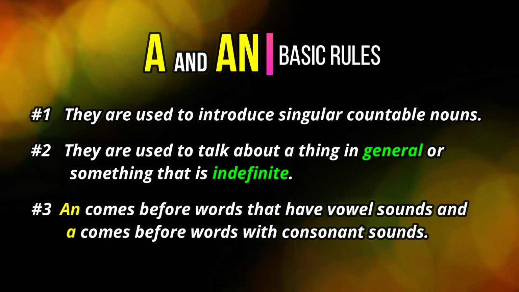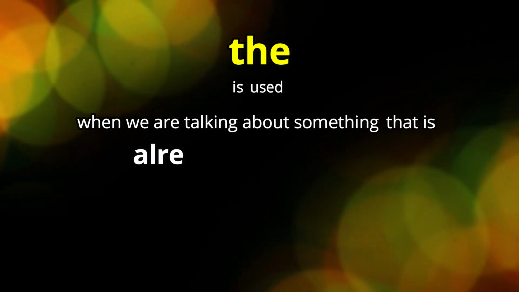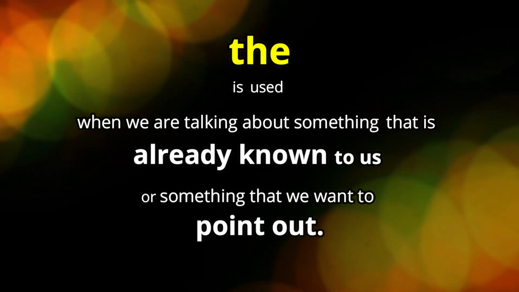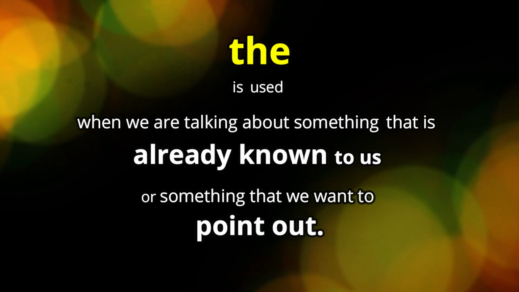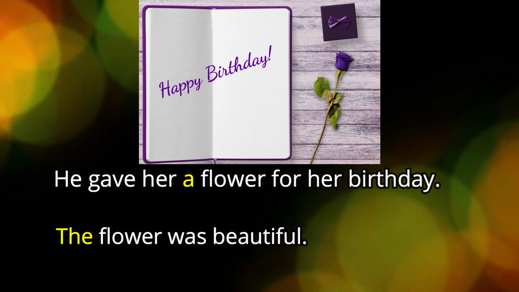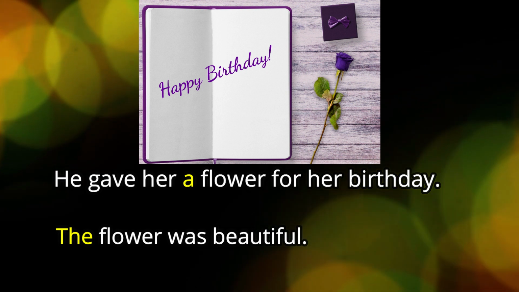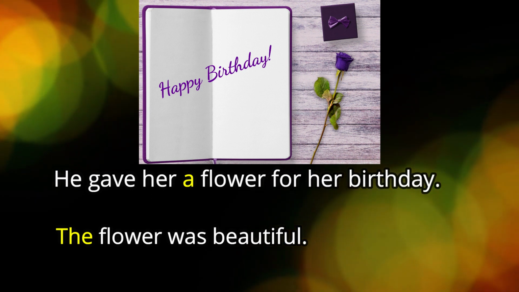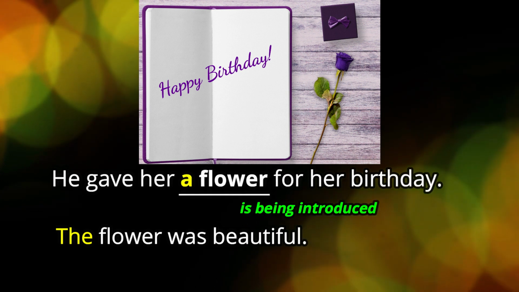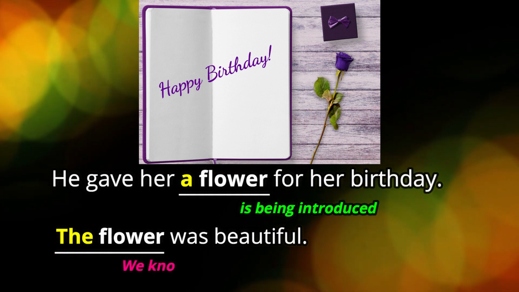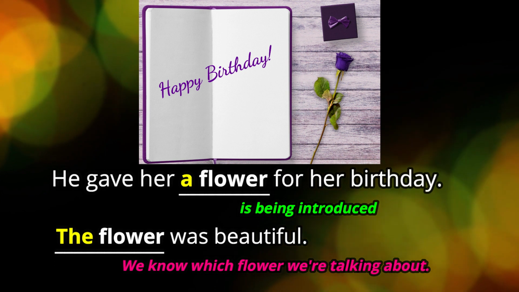Now let's talk about the. The article the is used when we are talking about something that is already known to us or something that we want to point out. And if we look at both of these sentences in our example, you can see it reads, he gave her a flower for her birthday. The flower was beautiful. You can see in the first sentence, a flower is being introduced, and that's why in the second sentence we can say the flower, because we know which flower we're talking about.